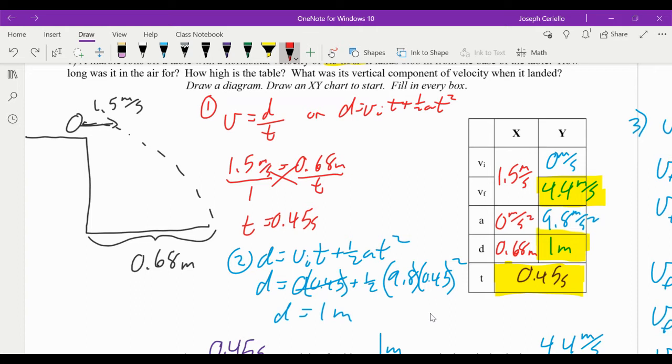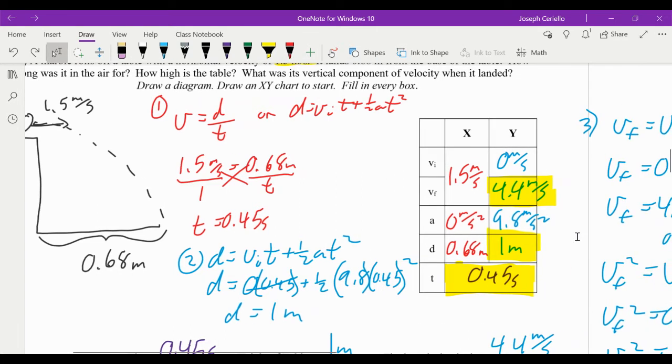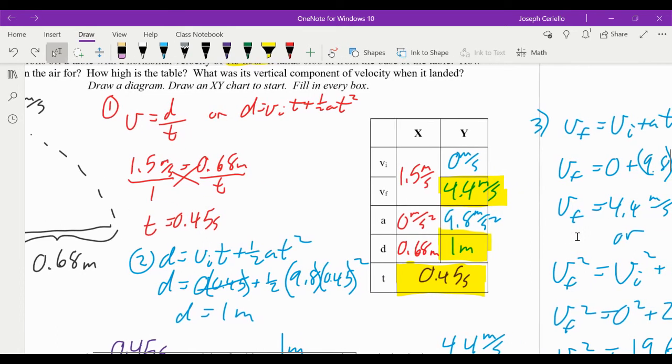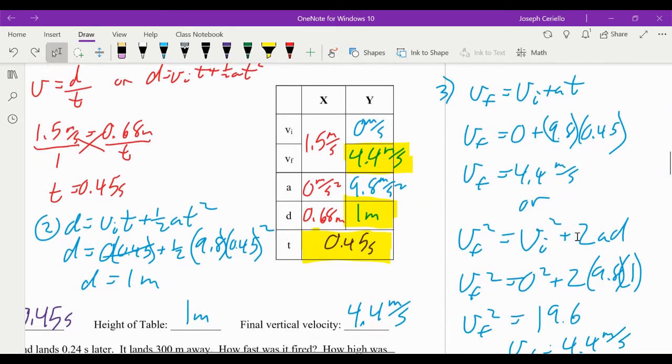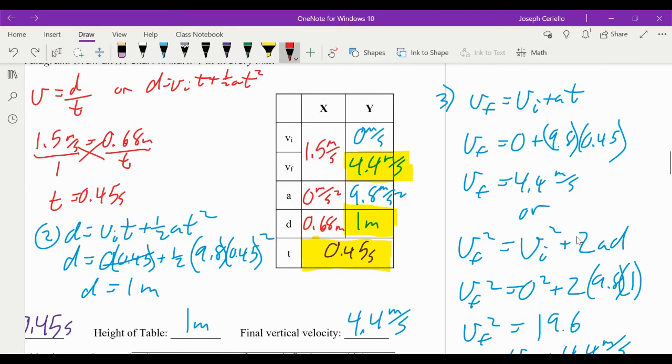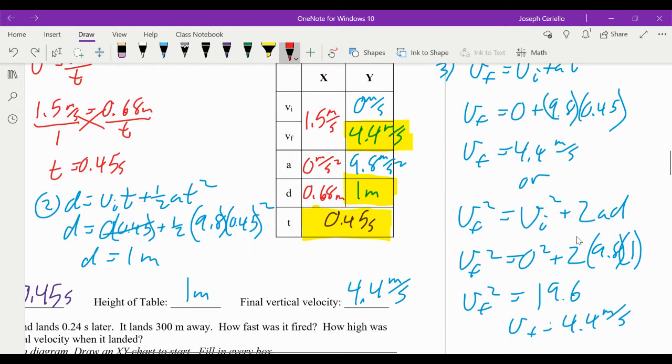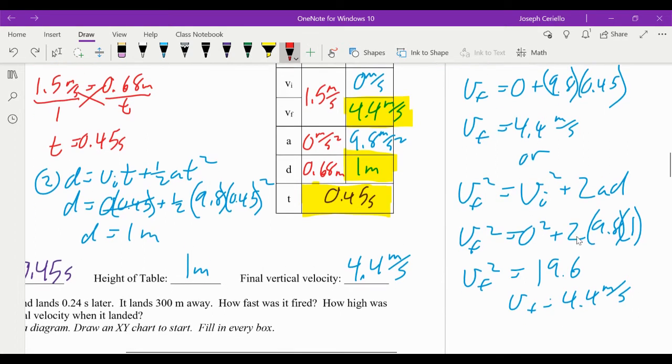And last but not least, we can get the final vertical velocity, V final y. We use Vf equals Vi plus at, get 4.4 meters per second. Again, we're only working in the y direction. Do not touch the left column. Or you can use Vf squared equals Vi squared plus 2ad. Again, only using the values in the right-hand column. You can't switch between the two columns. Since I need the V final in the y direction, I have to stay in the y column. All right.